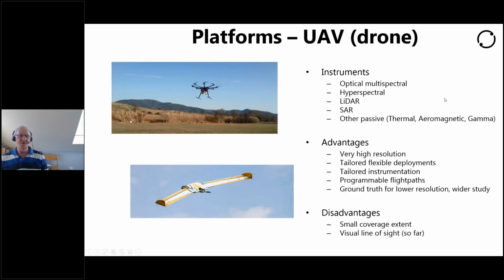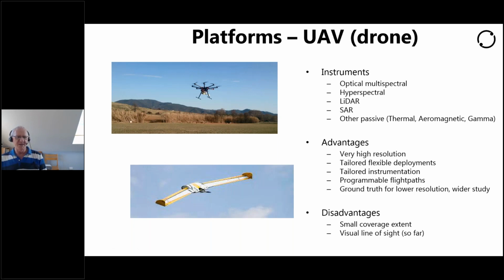I'll move on to drones, and this can be anything from toys that you could buy at a toy store right through to large military drones, which are probably carrying more than just remote sensing instrumentation. But they do carry the full range of remote sensing technologies, and their advantages are very high resolution. You can fly drones low, you can fly them quite slow, you can tailor their deployment. So they're really ideal for certain applications.